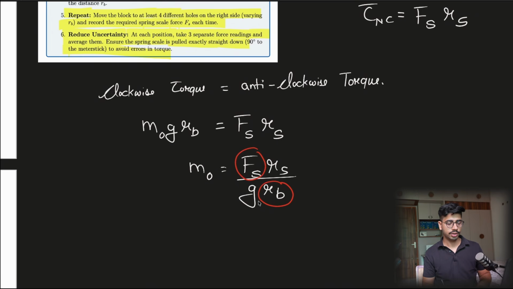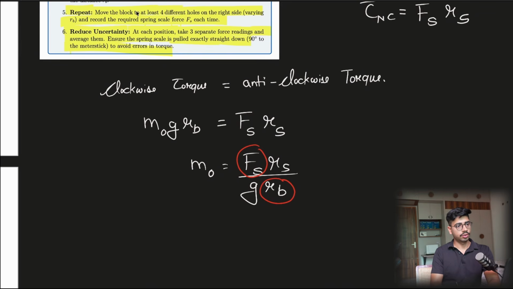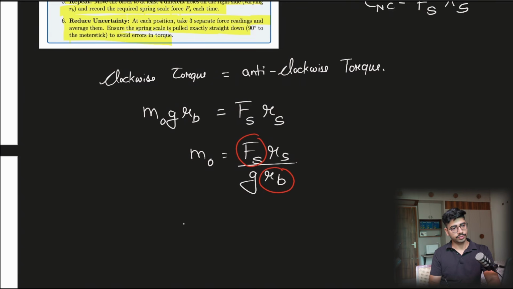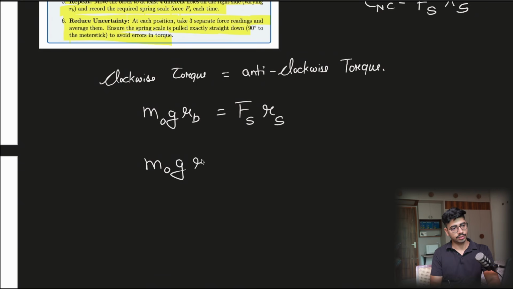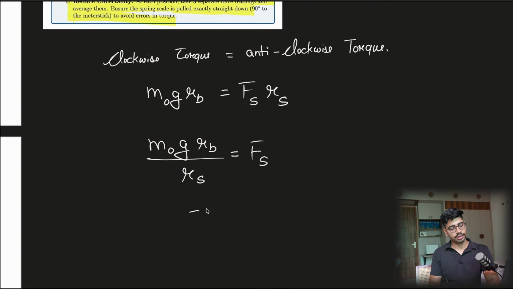So I will not advise you to rearrange like that. So what I advise you is, do not write like that. Keep this thing only. M naught g RB divided by RS. RS is the fixed parameter. RB is a changing parameter. So let me rearrange one more time.